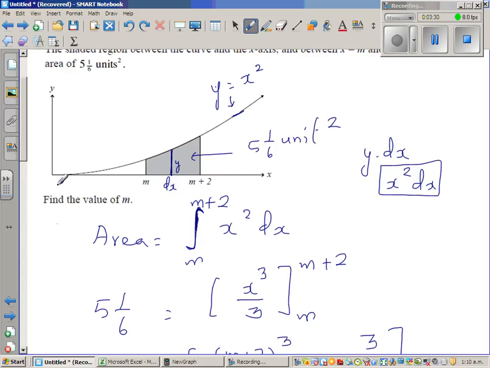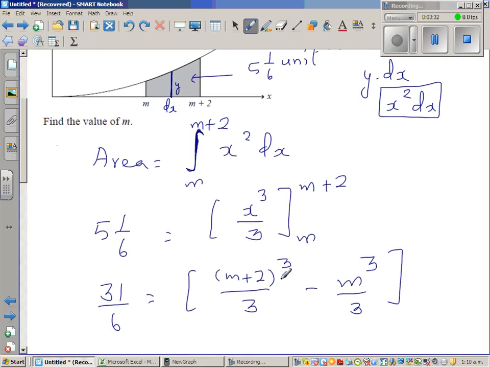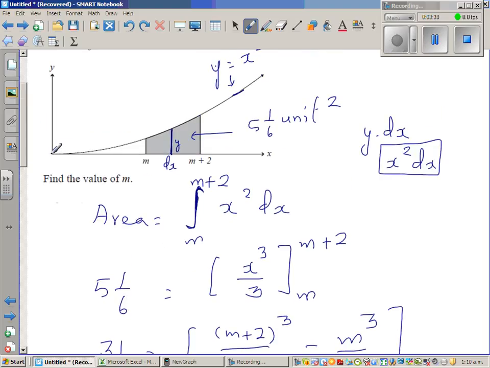If you want to understand why we take away: when you put m plus 2 in place of x, we are finding the area from 0 to m plus 2. And when you substitute m, you're finding this smaller area. And that's why you take away this area.